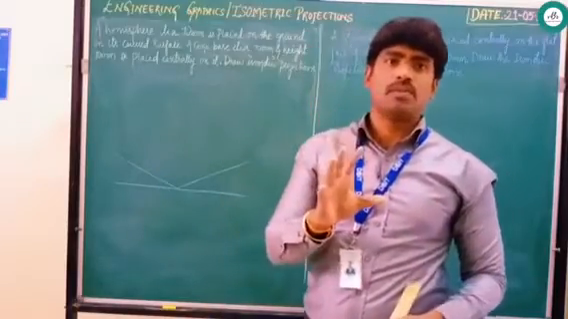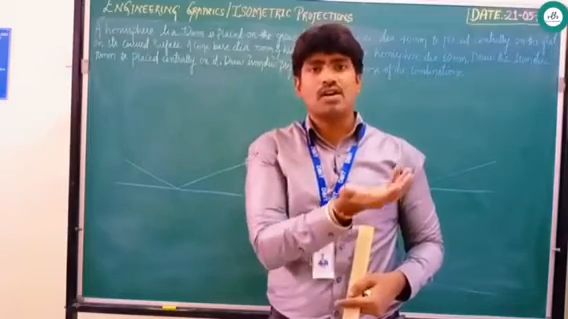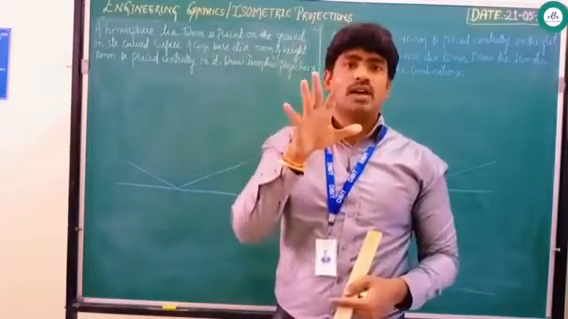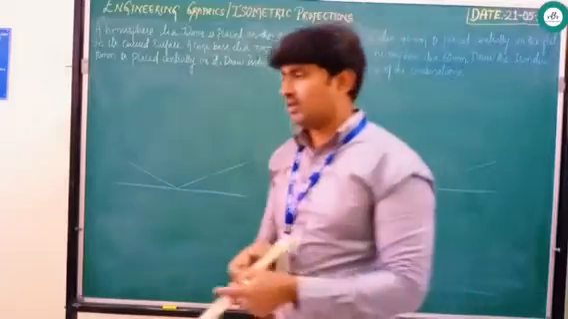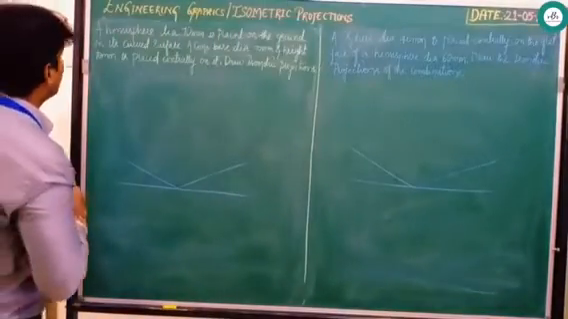There is one hemisphere, that is a half cut sphere, which is placed on the ground on its curved surface, upon which a cone is resting. So proceeding further, have a look. What is the diameter of the hemisphere?